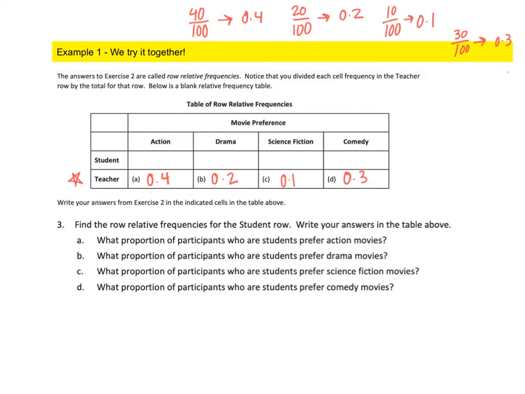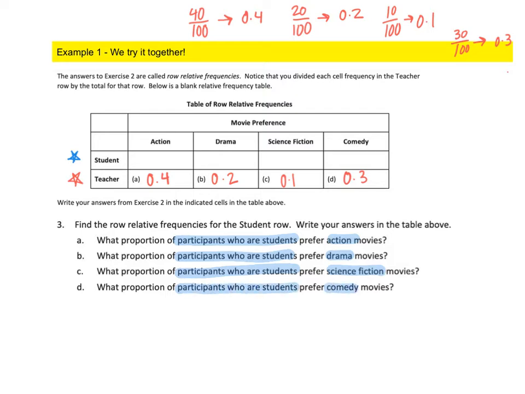We are now going to do this next part together and do the student row. Okay? So the first thing we need to do is, looking back at our last slide, figure out the proportions and then turn them into decimals. Okay? So the first one is what proportion of participants who are students prefer action, participants who are students prefer drama, participants who are students prefer science fiction, and then comedy.